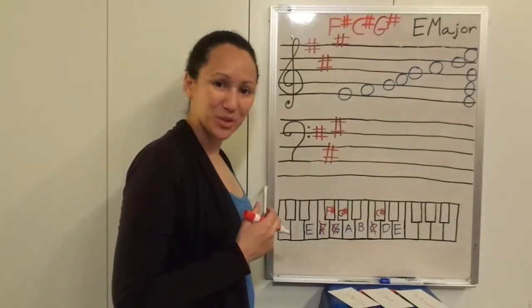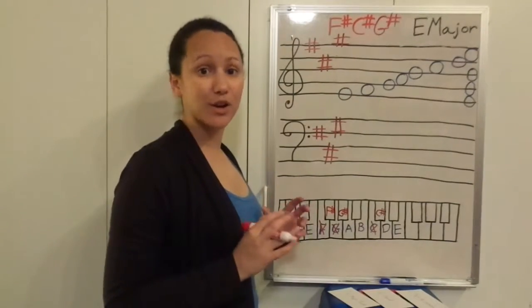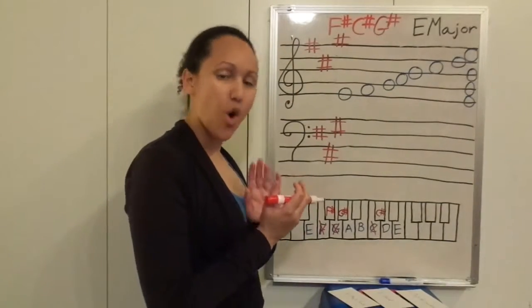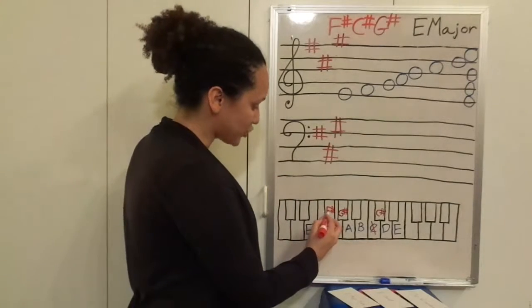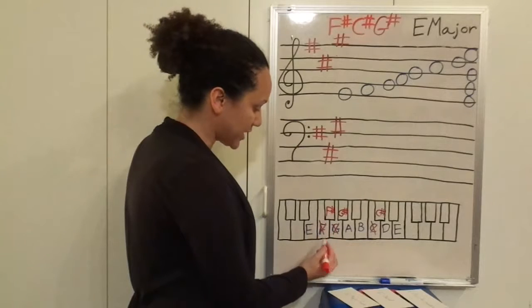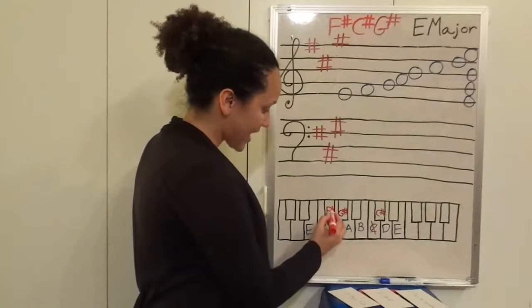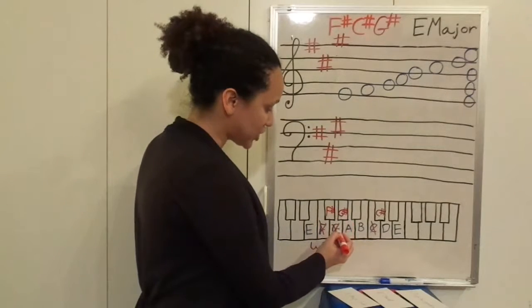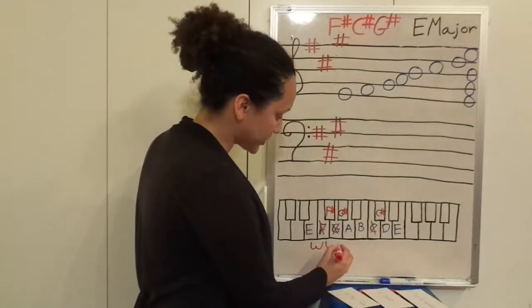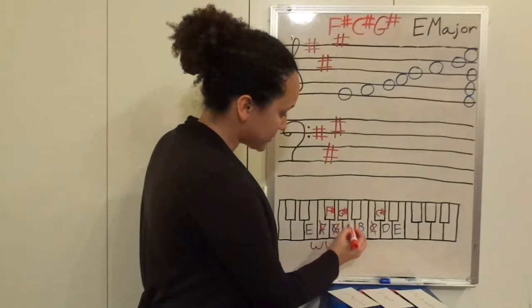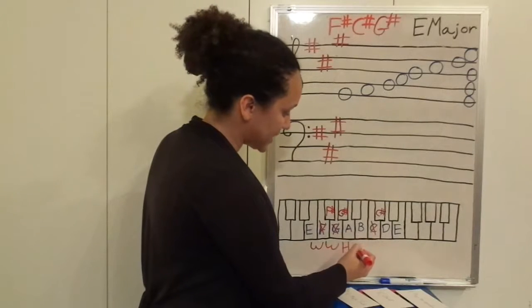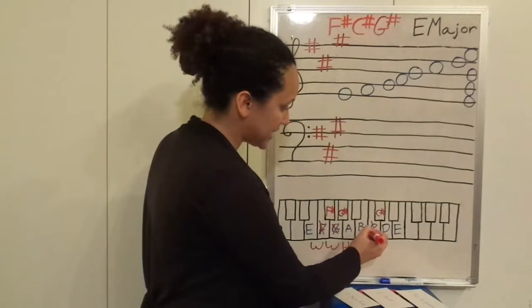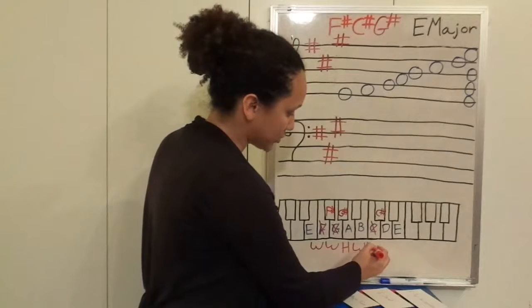Now let's figure out these whole steps and half steps. Remember the pattern. Whole step, half step, whole step, half step. So E to F sharp has the F in between, so that's a whole step. F sharp to G sharp, it has the G in between, so that's a whole step. G sharp to A is a half step. A to B is a whole step. B to C sharp is a whole step.